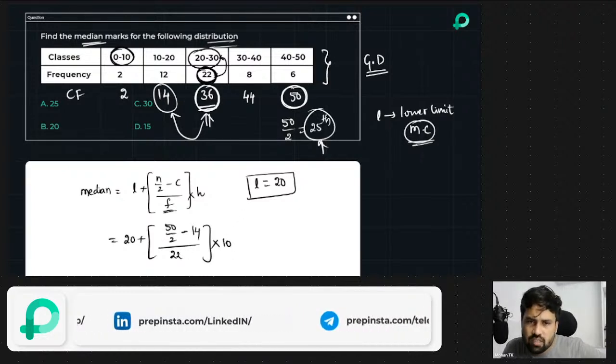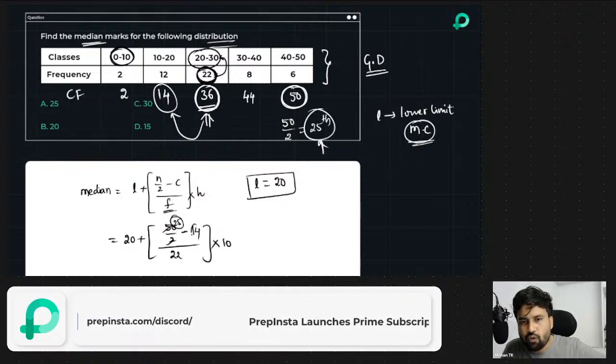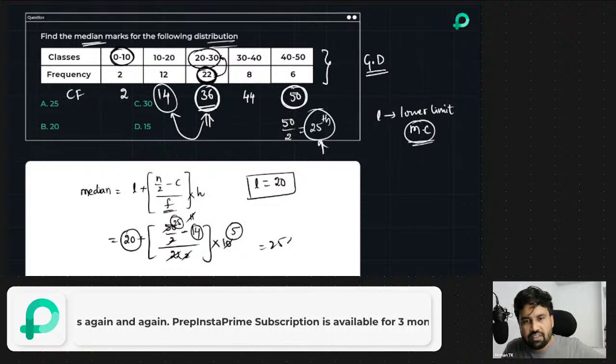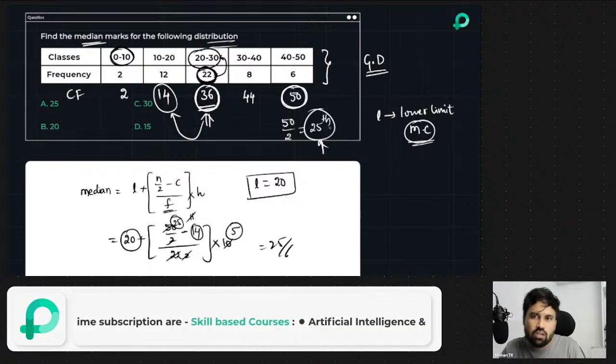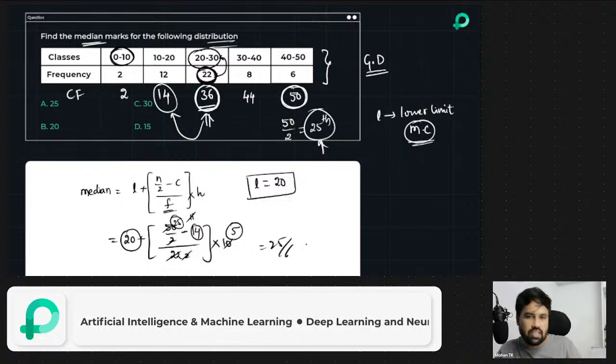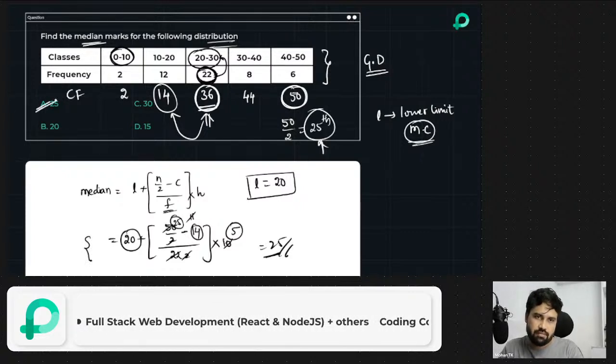So start doing this. 25 and 14 difference is 11. And 11 cancels with 22, 2 times. 2 will cancel this 10, 5 times. So 20 plus 5 is the answer, 25. Only substitution of the values may take time if you don't know the actual background. But if you know the background, I don't even have to explain all these things. Directly you will write the steps and you will get the answer 25 within less than 1 minute.